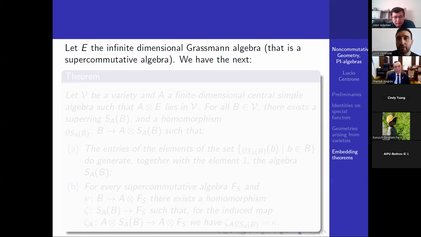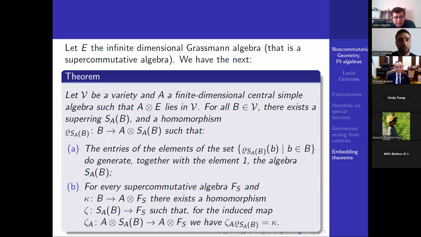Simply imagine the infinite dimensional Grassmann algebra E. You can think about E as an associative version of the classical Grassmann algebra. And of course, we have this theorem. Take a variety and consider A being a finite-dimensional central simple algebra. Central simple algebra means an algebra whose associative center coincides with the field. And simple, okay, simple is the classical notion of simplicity.